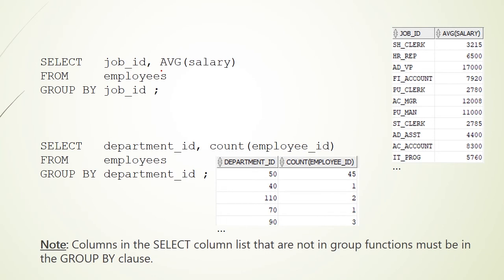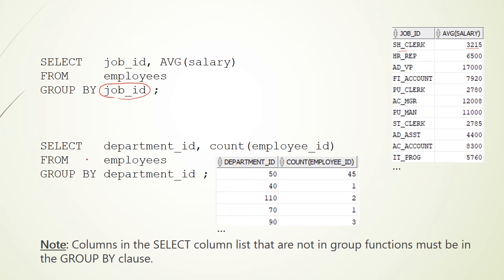Select job ID, average salary from employees, group by job ID. In this case, I want to retain the average salary per each job, dividing the records into groups by using the job ID, and then calculate the average salary. So this is the output from running this statement. This is the average salary for job ID SH clerk. This is the average salary of the job ID HR rep, and so on. It divides the rows into groups and then calculates the average salary for each group.